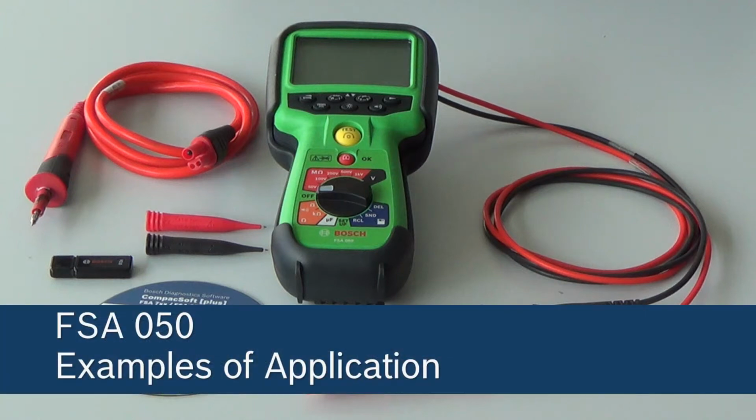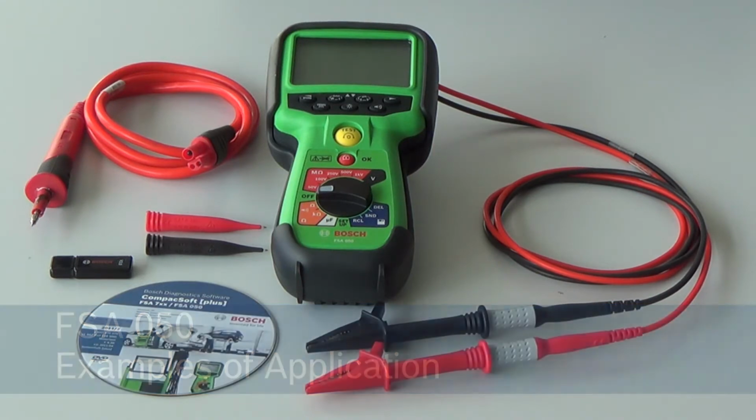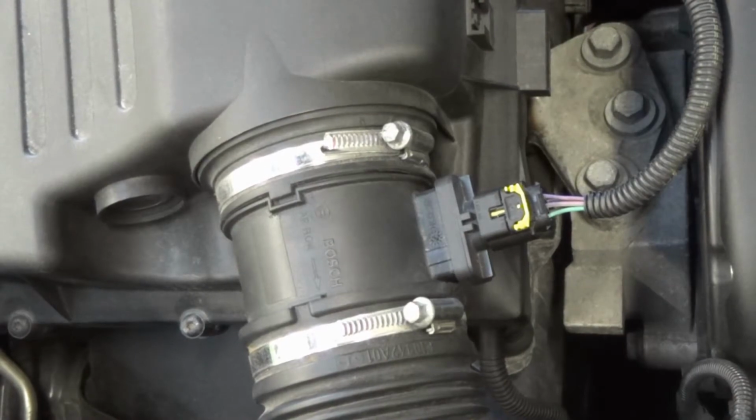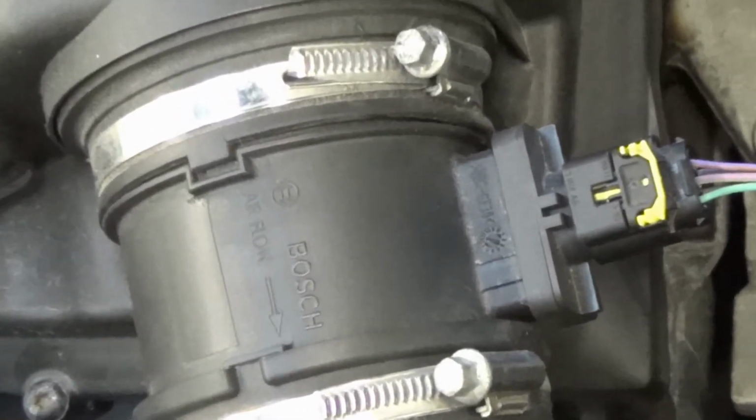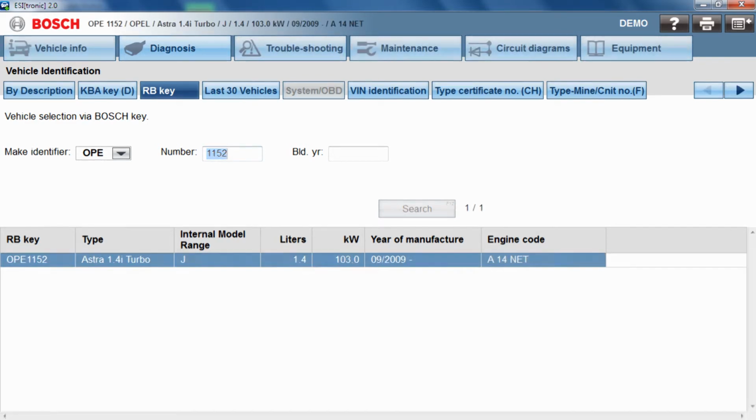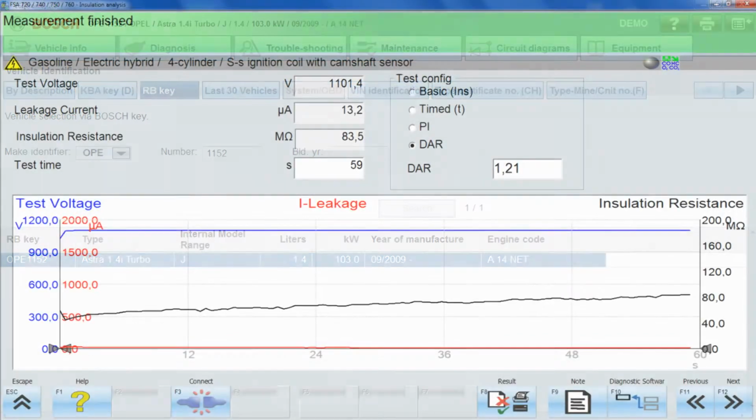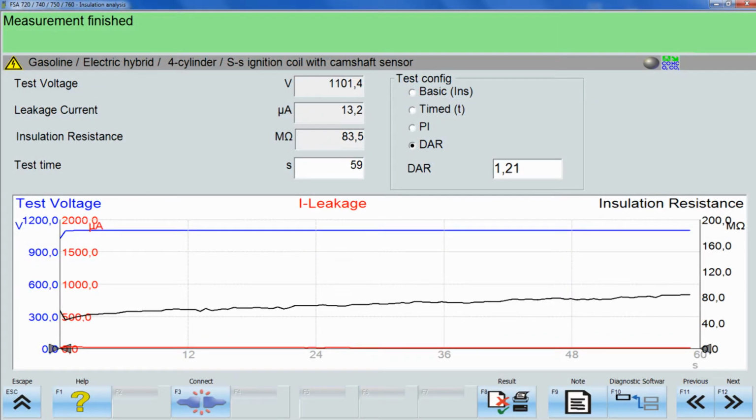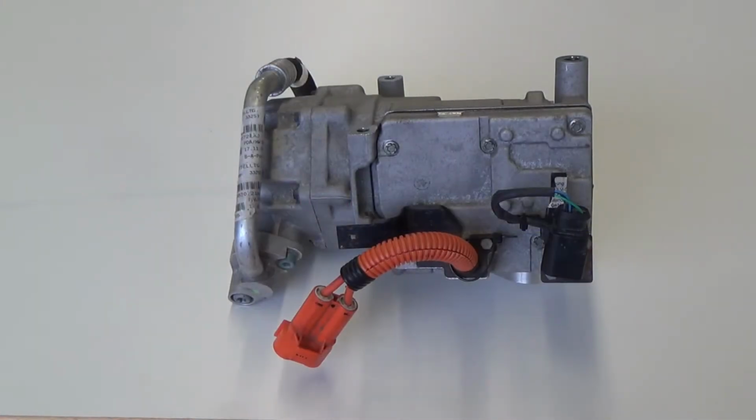While the first video had a focus on how to get started with the FSA 050, this video is going to show real examples of application with the FSA 050. Our first test shows a power supply measurement on a component, HFM following SIS, on OPE 1152. An insulation test on a high voltage component, aircon compressor.